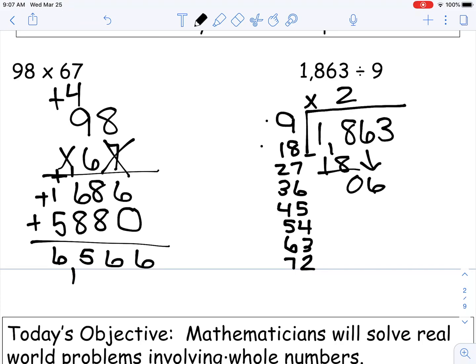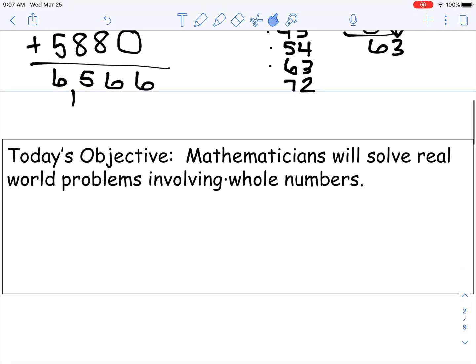Subtract. Bring down. Now, when I bring down, I have a 6. If I have 6, I cannot get a group of 9. So if you cannot get a group, you need to make sure you put that 0 in your quotient. 0 times 9 is 0. Subtract. Bring down. If I have 63, I can get 1, 2, 3, 4, 5, 6, 7 groups. 207. Now, if you need to pause the video and go back, pause and go back and look at all of those operations. Feel free. Work at your own pace.